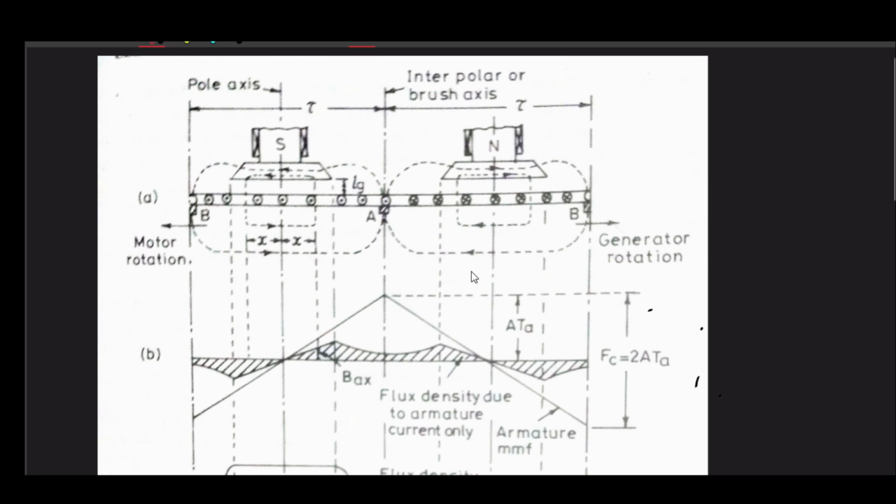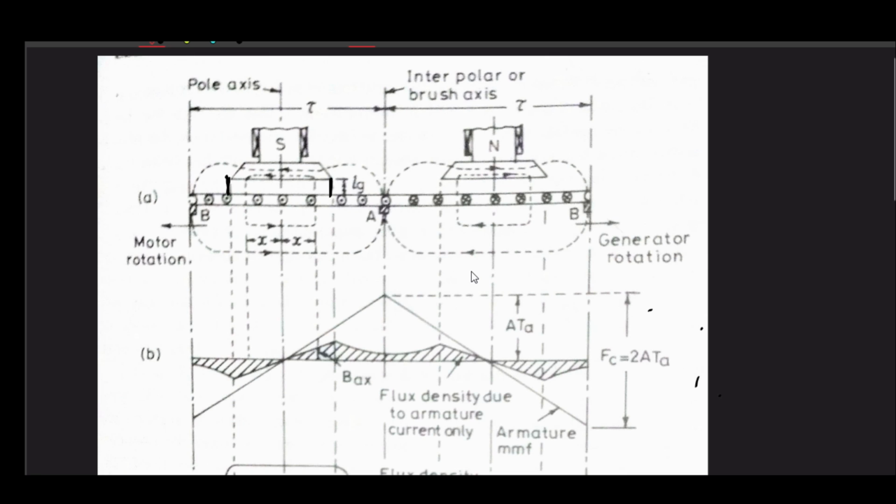Now there is another side of this story: how to decide the flux due to armature. That will be the MMF by reluctance, and obviously the reluctance under this pole shoe, whatever value you get, will increase when you move into the interpolar region, right? Therefore your flux density due to armature curve is like this.